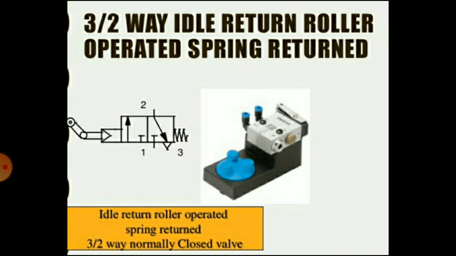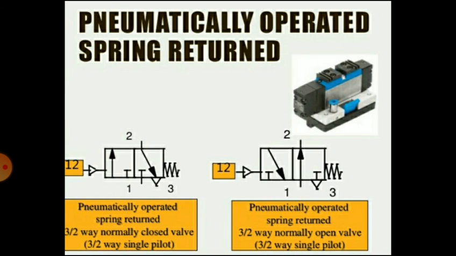Then ideal return roller operated spring return. So ideal return roller operated spring return 3x2 way normally closed valve. You can see the symbolic representation. Then pneumatically operated, you can see the symbol on the left hand side, and it is a spring return that you can see on the right hand side of the first block. So it is pneumatically operated spring return 3x2 normally closed valve.